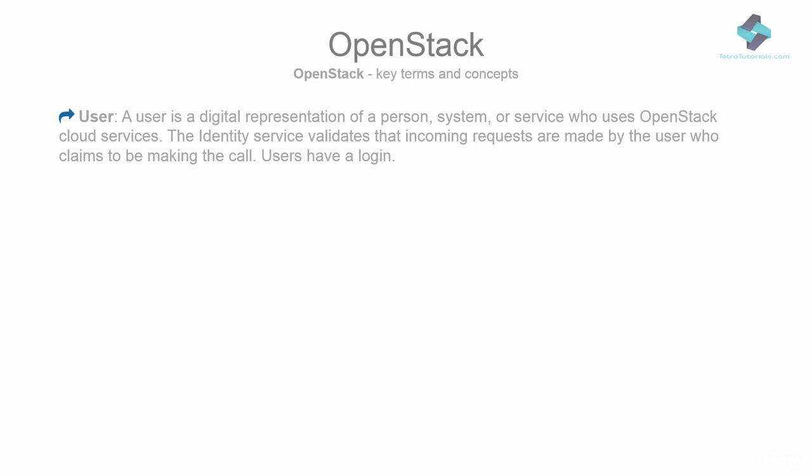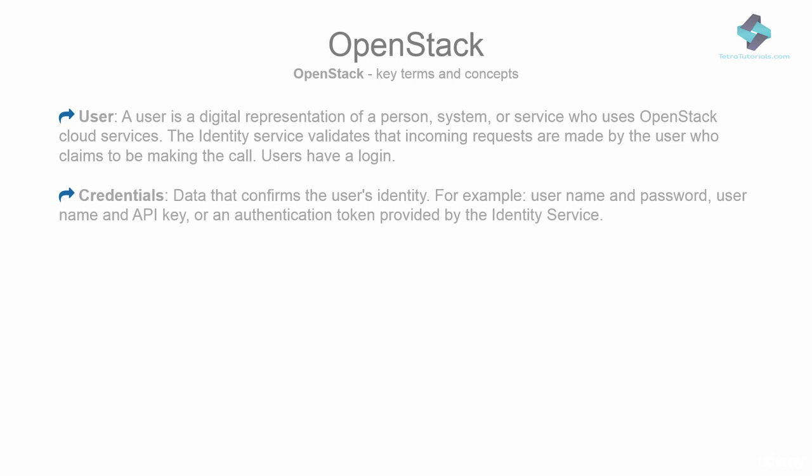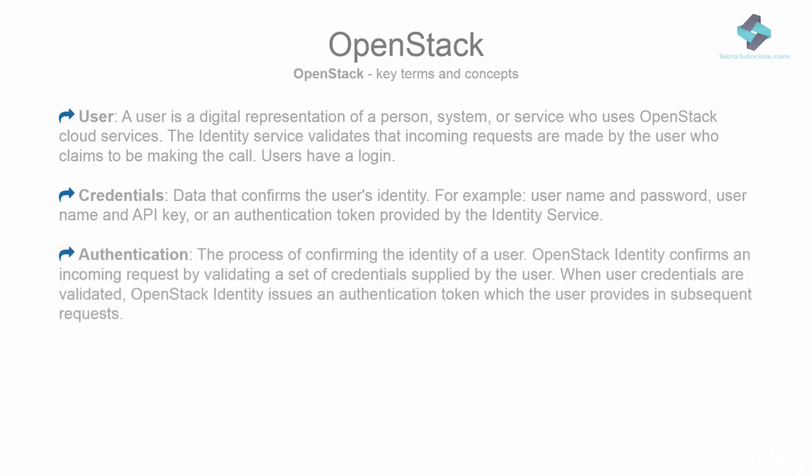The identity service validates the incoming requests which are made by the user who claims to be making the call. Credentials are data that confirms the user's identity. Authentication is a process of confirming the identity of the user. OpenStack identity confirms an incoming request by validating a set of credentials supplied by the user.